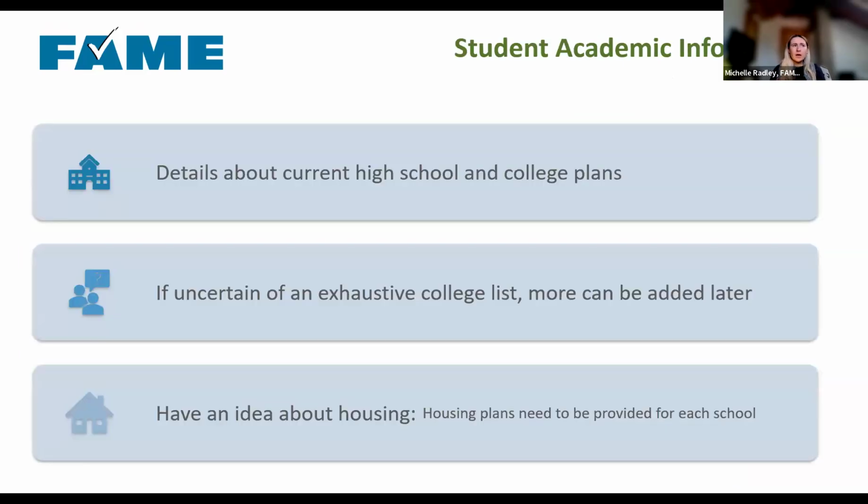Next, the student will be asked basic academic information, details about their current high school and their college plans. They'll want an exhaustive list of the colleges to which they're planning to apply. If they do not have this, or they're not certain of all of the colleges they're going to apply for, more can be added later.